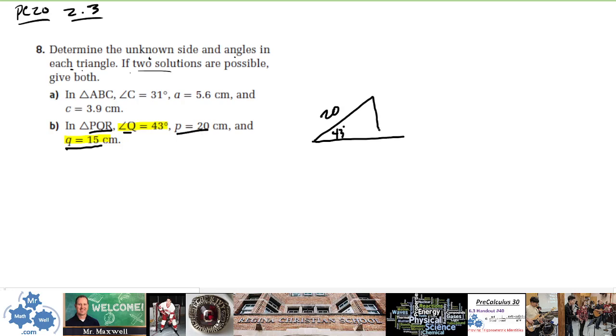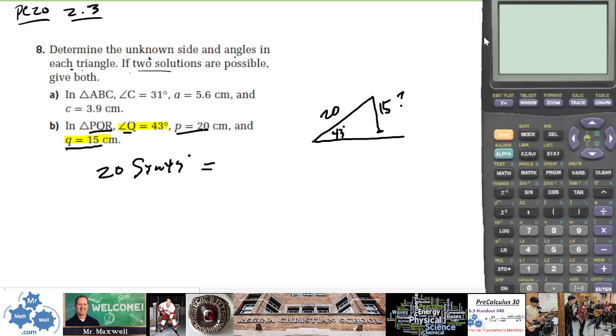It's 15. So when I do this, like if I was doing this from scratch, I would literally do this: hey, I don't know if 15 is long enough, if it's longer than the minimum requirement. I don't know. So how can I figure that out? Well, 20 times sine of 43 will give me my minimum.